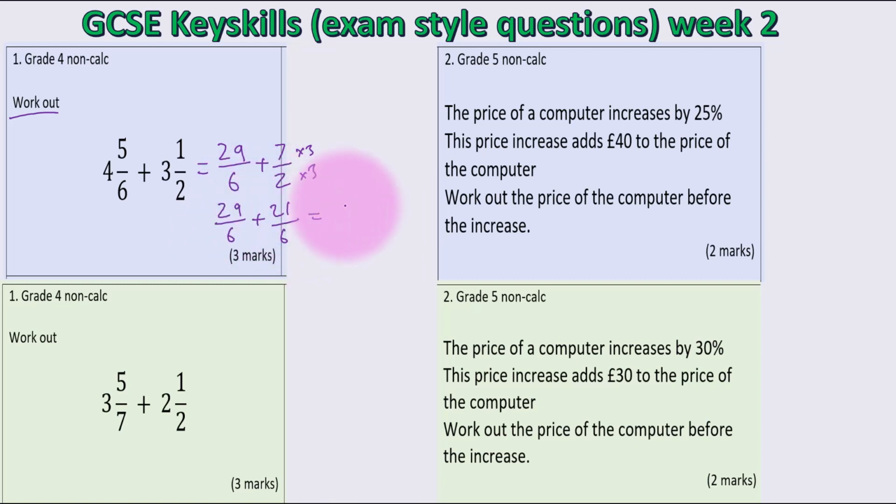Now we can add the top. That's 50 over 6. 6 8's going to 50, so that's going to be 8, remainder 2 over 6. Now we can't leave it like that because we can simplify that. Most of the time in your GCSE it will ask you for this answer in its simplest form.